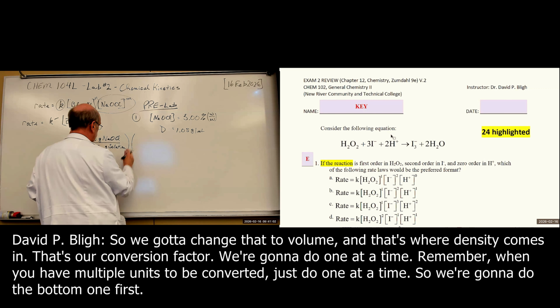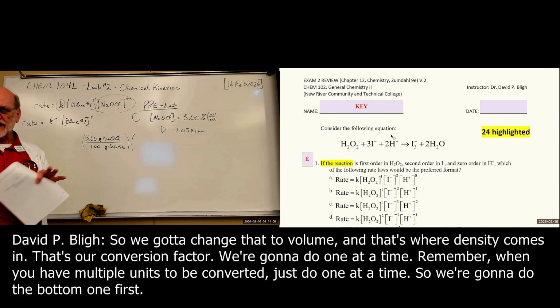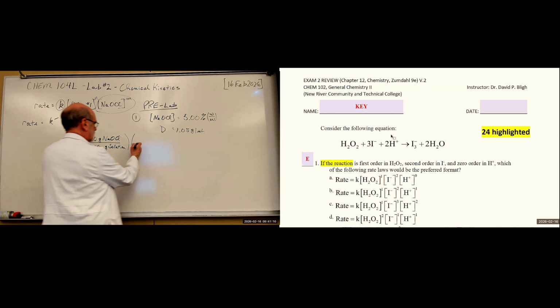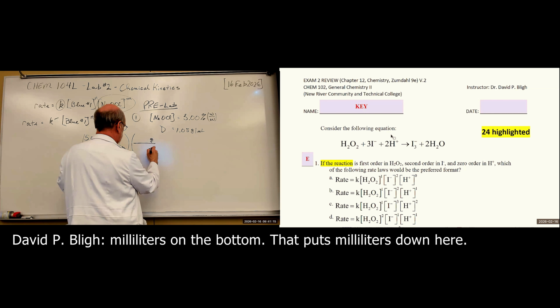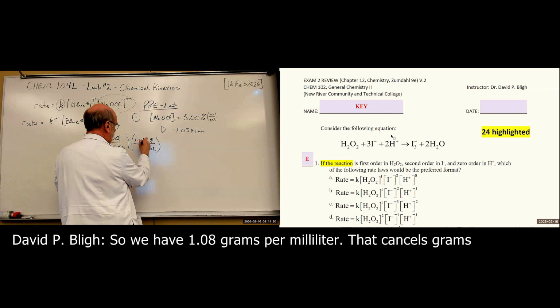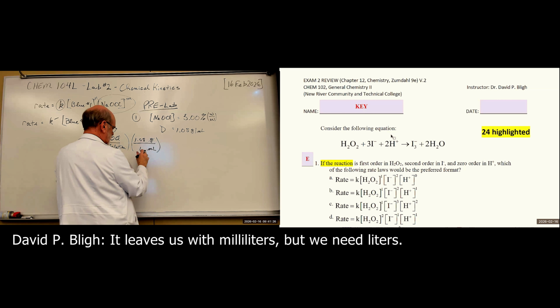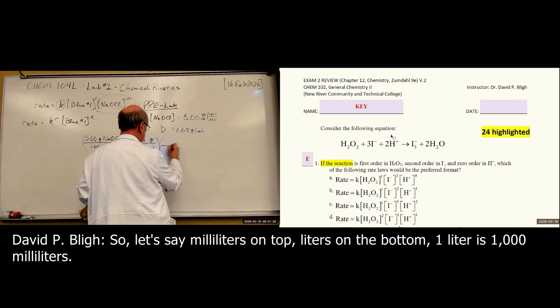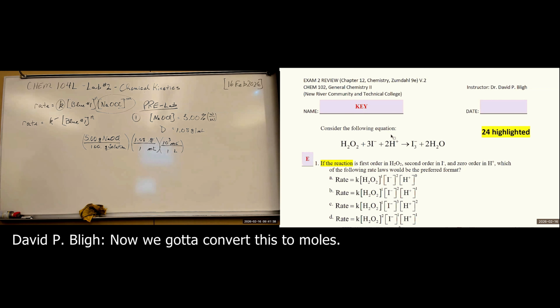That's our conversion factor. Remember, when you have multiple units to be converted, just do one at a time. So we're going to do the bottom one first. We got grams on the top, milliliters on the bottom. So we have 1.08 grams per milliliter. That cancels grams and leaves us with milliliters, but we need liters. So let's say milliliters on top, liters on the bottom. 1 liter is 1,000 milliliters. Okay, so there we got liters on the bottom.